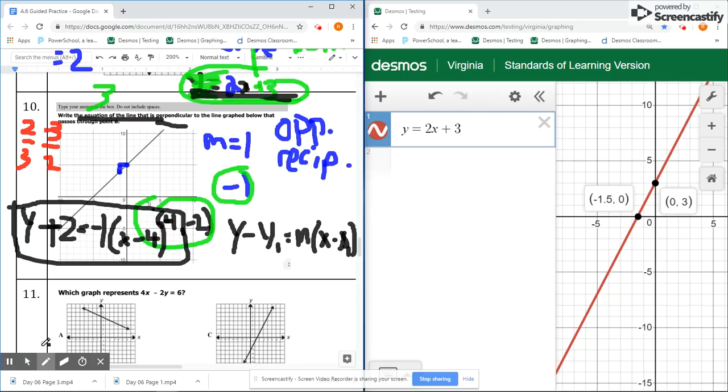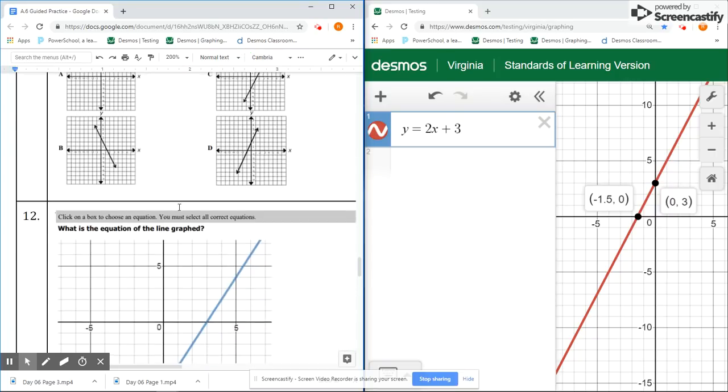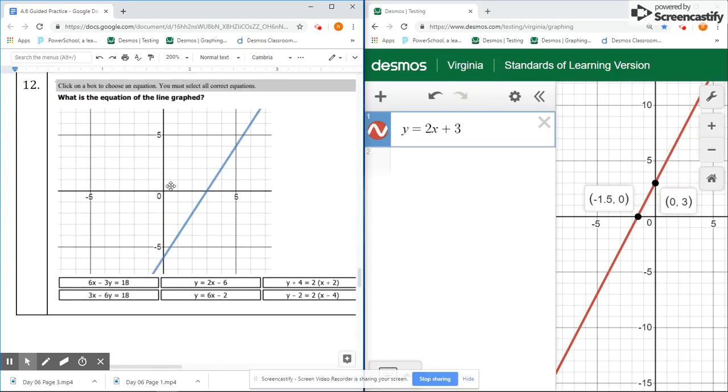All right. Really quickly, 11 and 12. This should be really easy compared to 9 and 10. Which graph represents this equation? Just go ahead and type this into Desmos and match up the graph. And number 12, which is the equation of the line graphed? So you have 6 choices here. It does say you must select all correct equations, so type each of these into Desmos and see which ones are the same line.